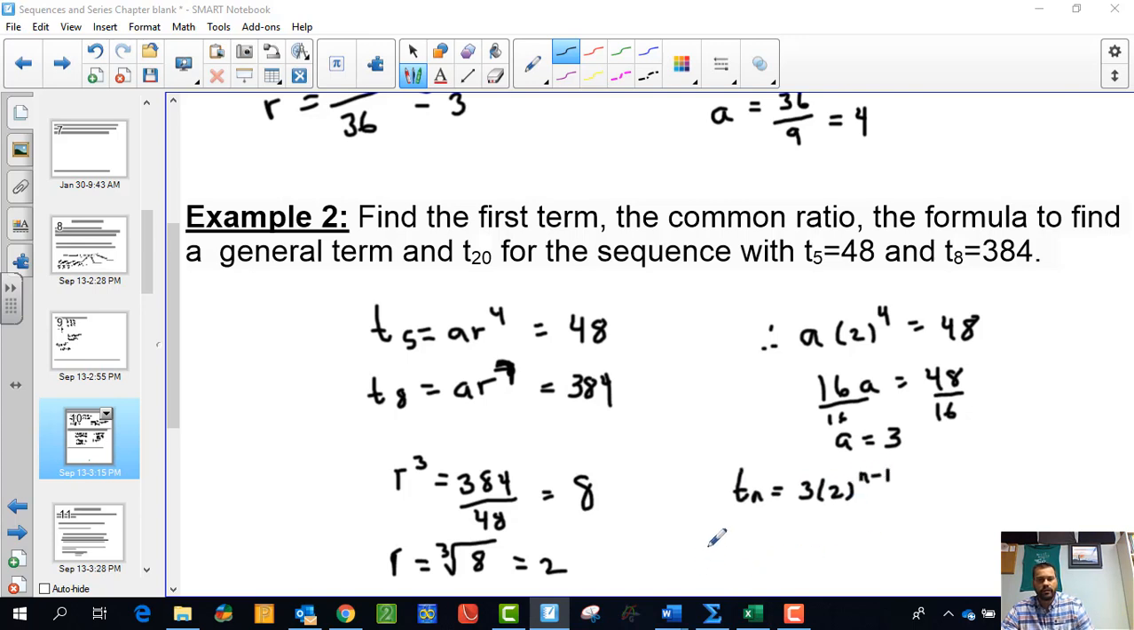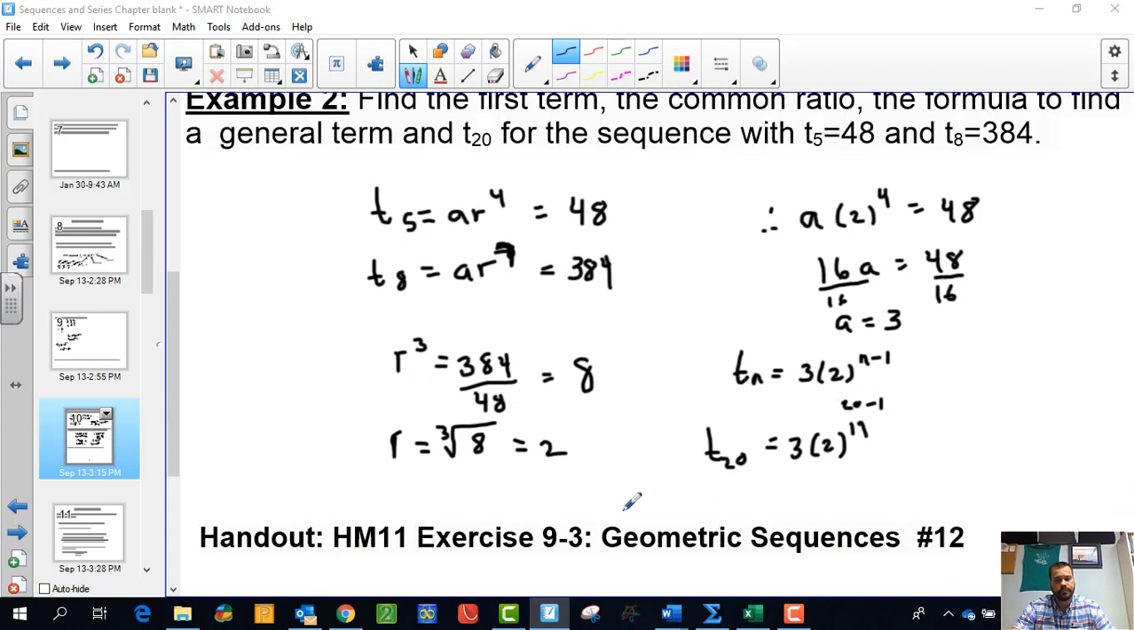And then T20 is 3 times 2 to the 19, 20 minus 1, right? You want to write that up above. And again, I'm not going to evaluate 2 to the 19th power. So that's how you do geometric sequences in terms of those kinds of questions. And really, that's all you have to be able to do with geometric sequences: find Tn, find a term, and figure out A and R from a series of numbers.